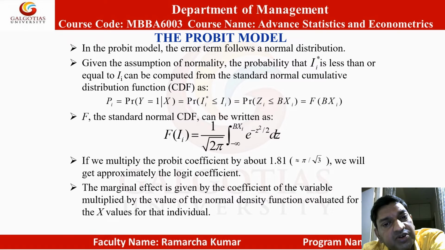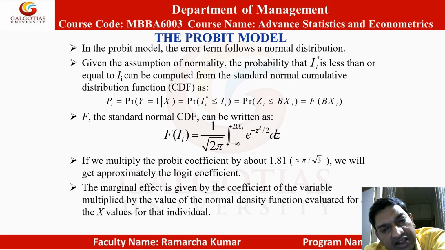This is the same as the probability that I star subscript i is less than or equal to I subscript i. This is equal to the probability that Zi is less than or equal to Bxi. This is equal to F of B times Xi, where F is the standard normal CDF. It can be written as F of I is 1 over the square root of 2 pi, integration from negative infinity to Bxi, e raised to the power negative z squared upon 2, dz.